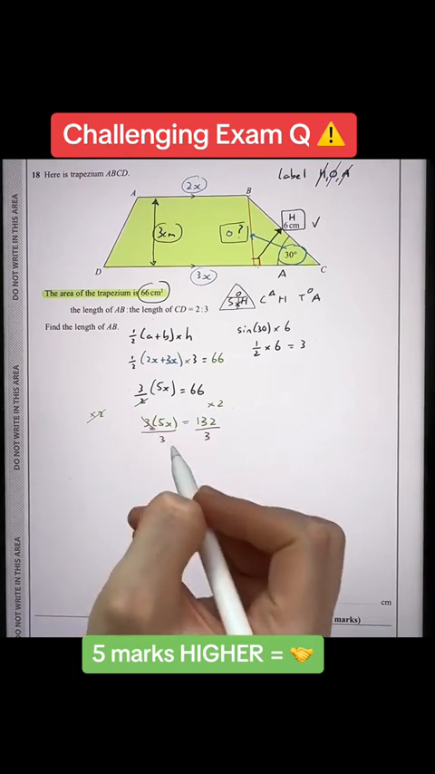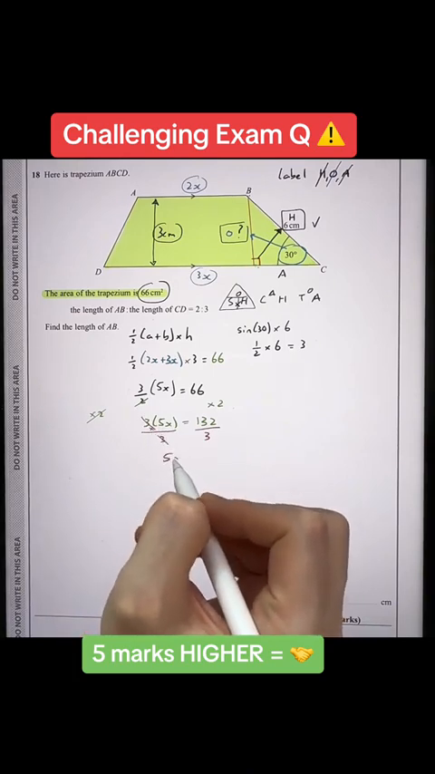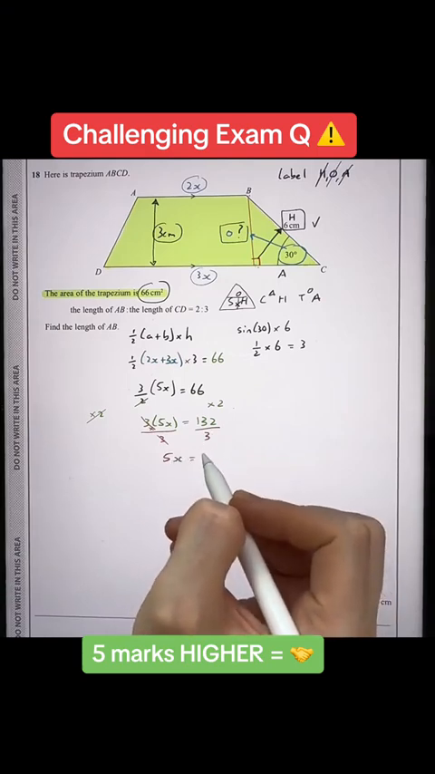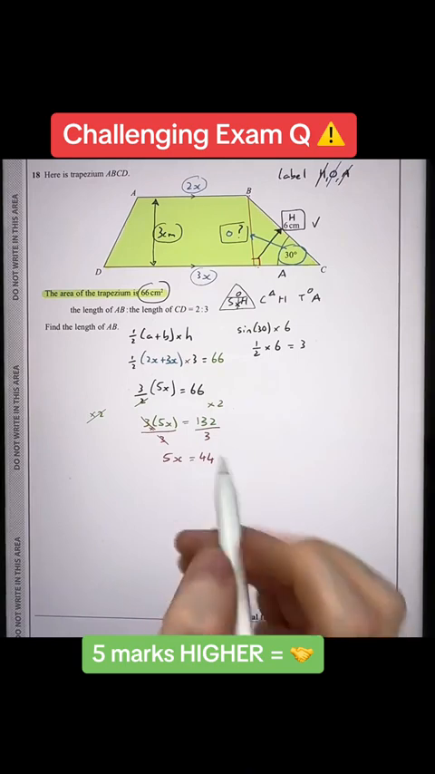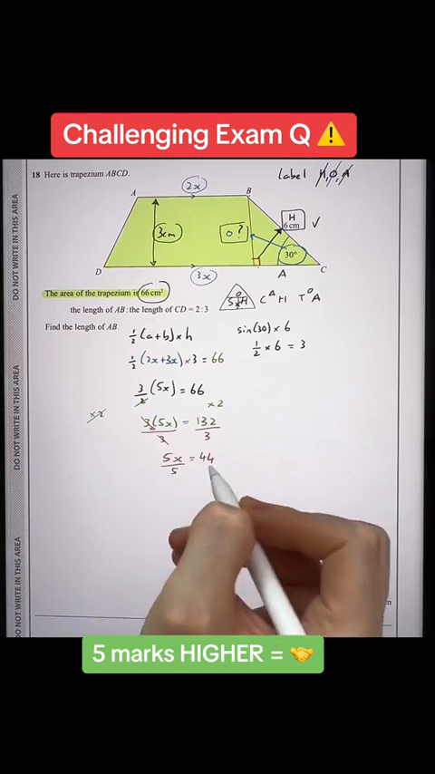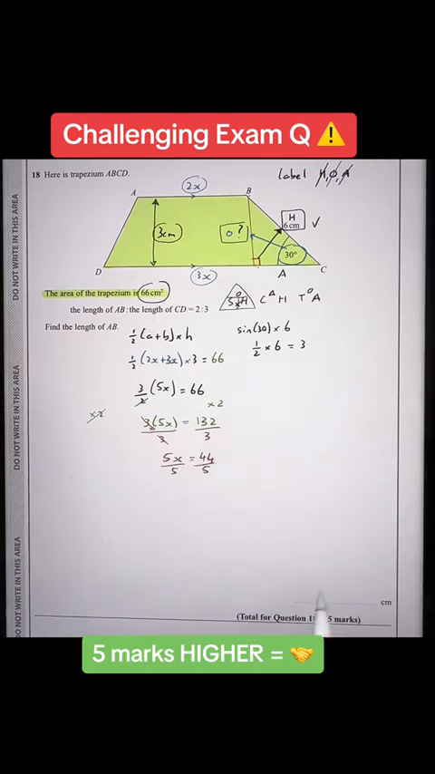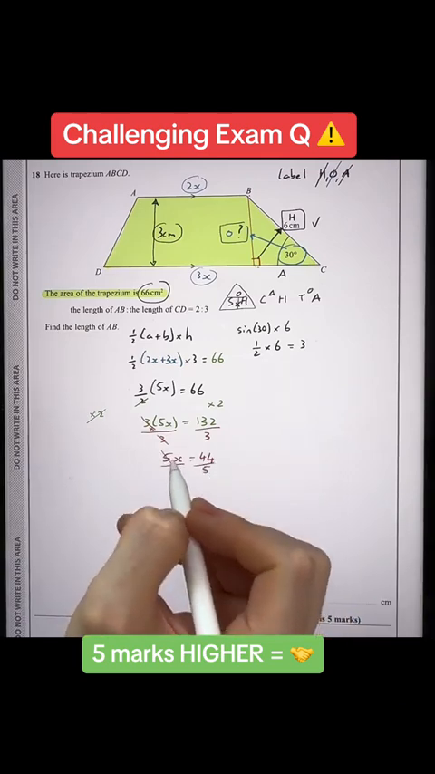On the left-hand side, 3 over 3 will cancel. That leaves us with 5x. On the right-hand side, 132 divided by 3 will give us 44. Again, I don't want 5x, I'm solving for x. A number in front of the letter means to multiply. So the opposite of times by 5 is to divide both sides of my equation by 5. On the left, 5 over 5 will cancel, to leave us with x.